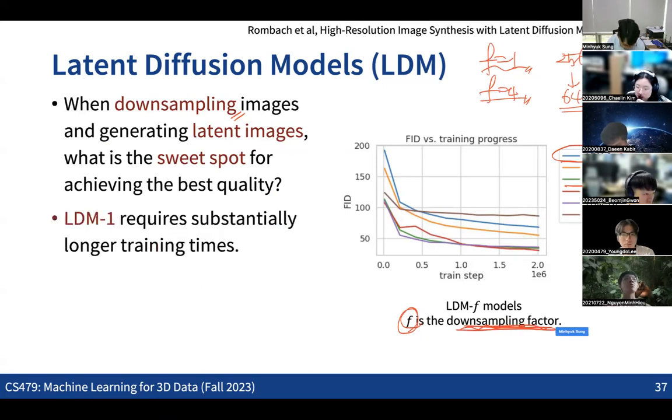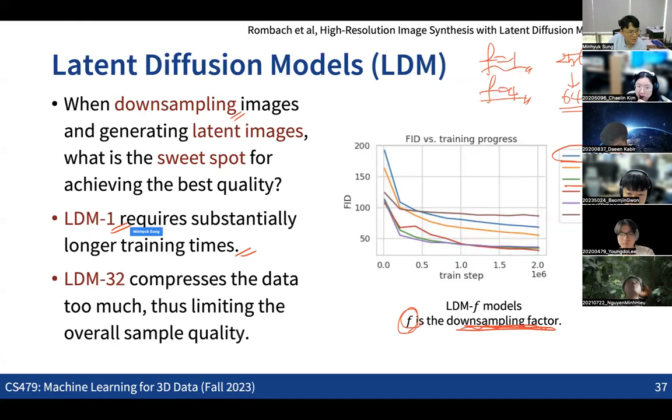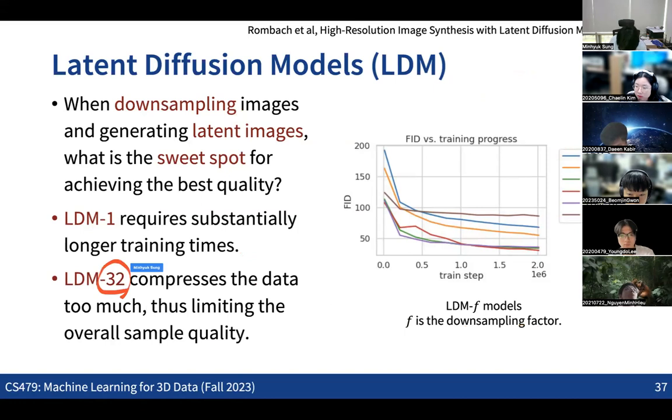So practically, what we can see is that if there is no compression, then it will also take lots of time in the training because the data size is too big, right? So this is one extreme case, and the other extreme case is that if we compress the data too much with too much downsampling factor, then the compression itself is losing too much information. So then there's no way that we can produce high quality outputs.